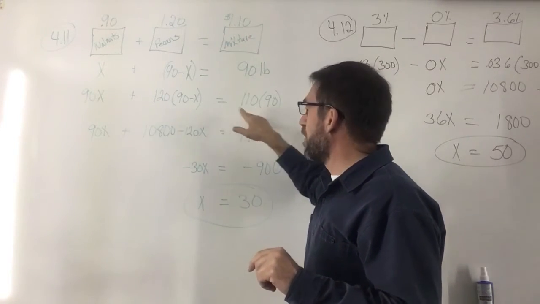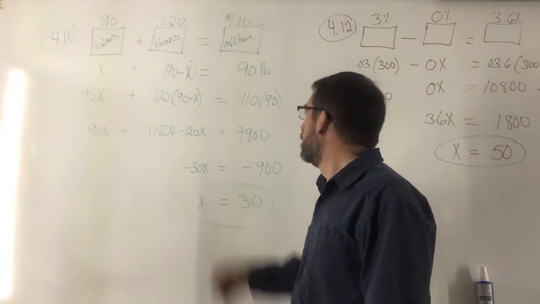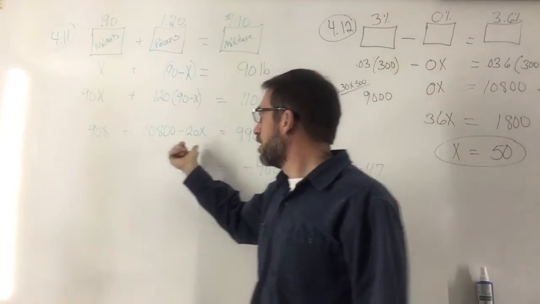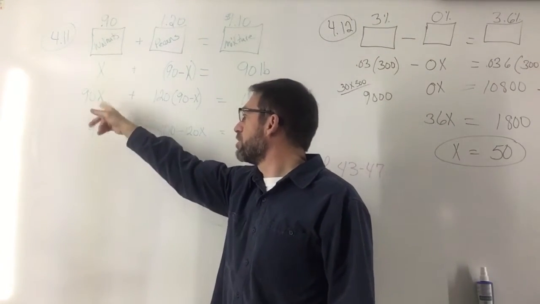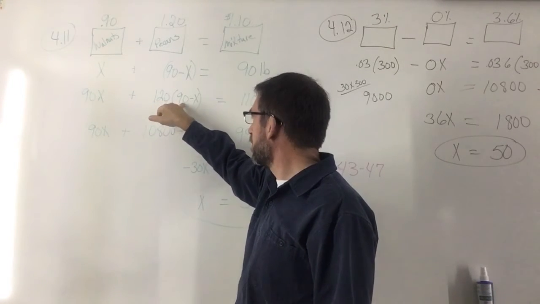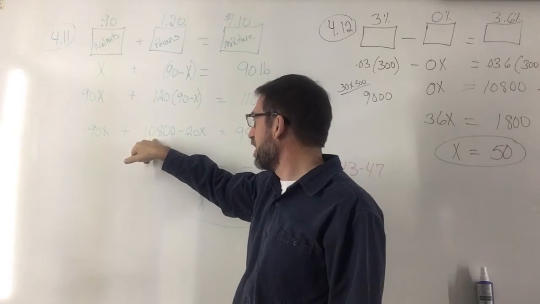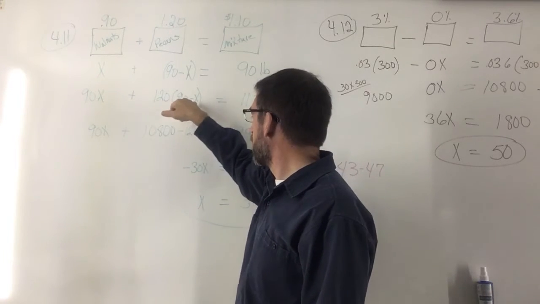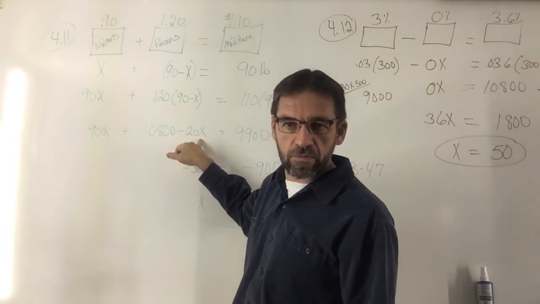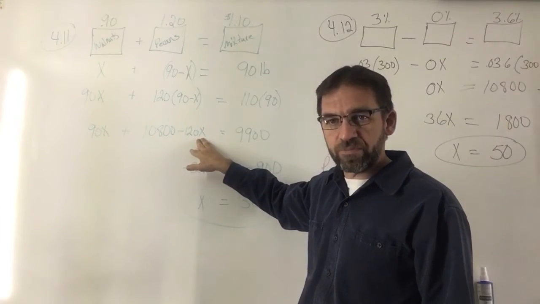So now I went and solved those problems. 90 times 110 is 9,900. 90 times x is just plain 90x. Now here we go, 120 times 90 is going to be 10,800, and then 120 times x is negative 120x. Can you see that there? Negative 120x.